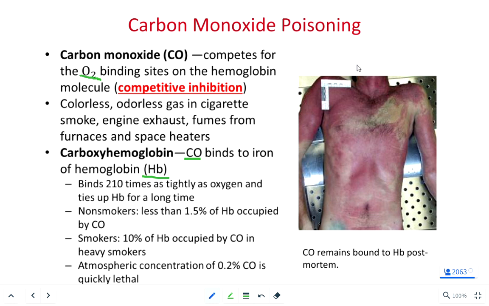The symptoms of carbon monoxide poisoning are dizziness, as we have lack of oxygen, drowsiness, because we aren't delivering oxygen to our brain, and disorientation.